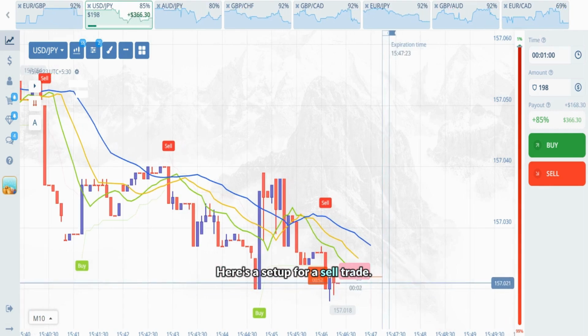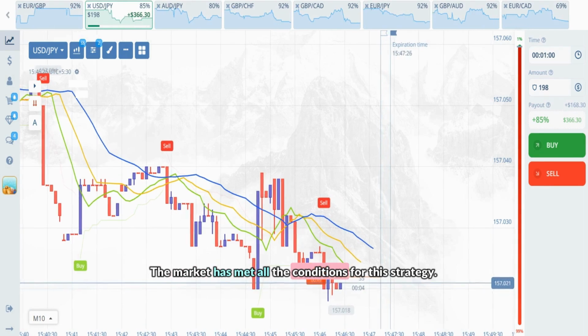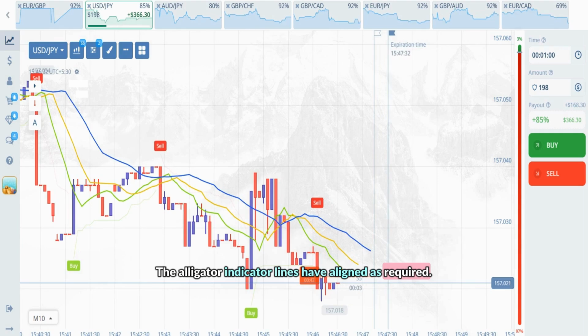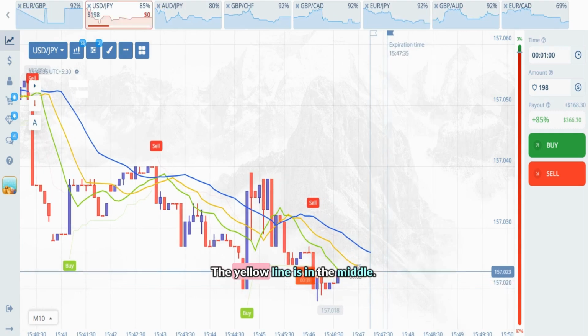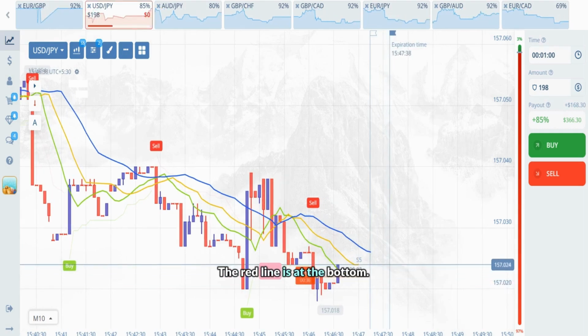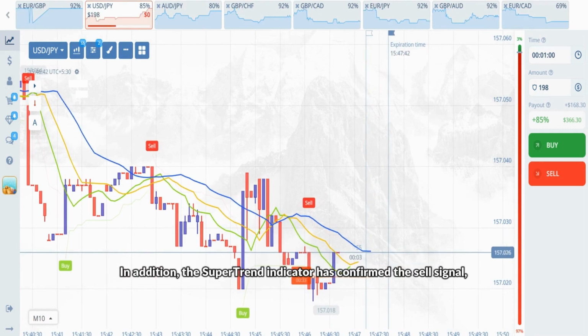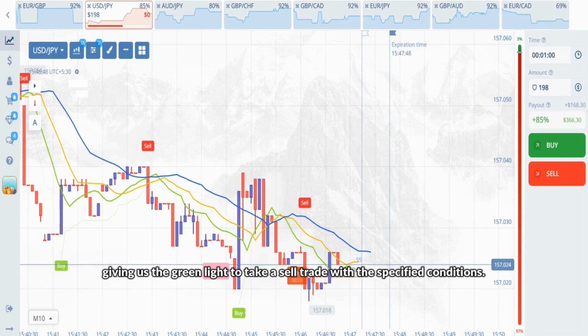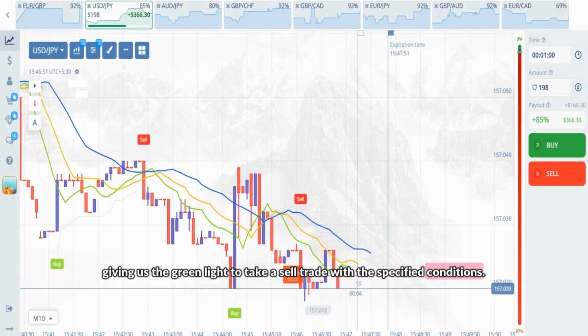Here's a setup for a sell trade. The market has met all the conditions for this strategy. The Alligator indicator lines have aligned as required. The blue line is on top, the yellow line is in the middle, and the red line is at the bottom. In addition, the super trend indicator has confirmed the sell signal, giving us the green light to take a sell trade with the specified conditions.